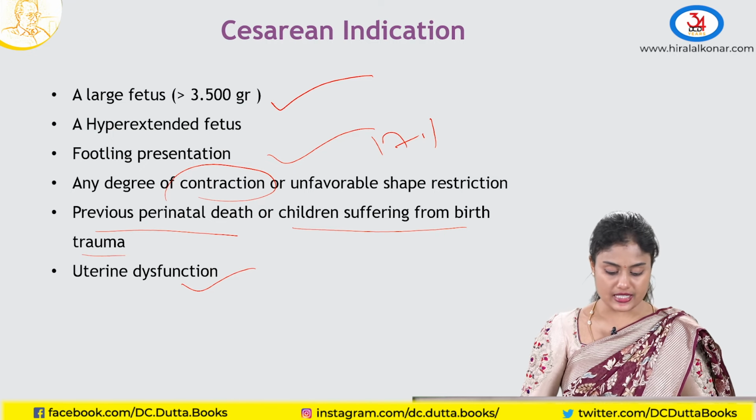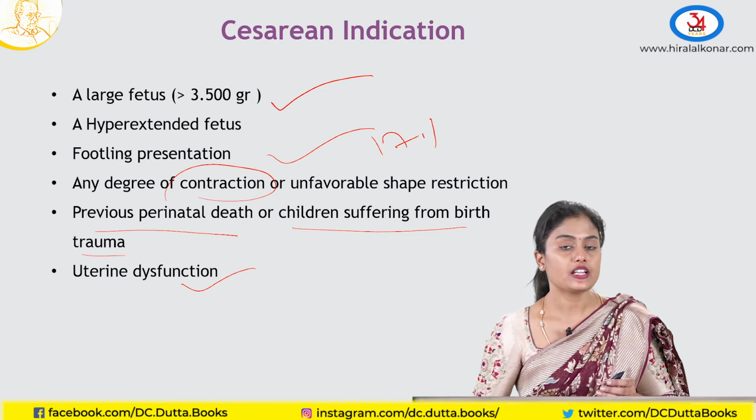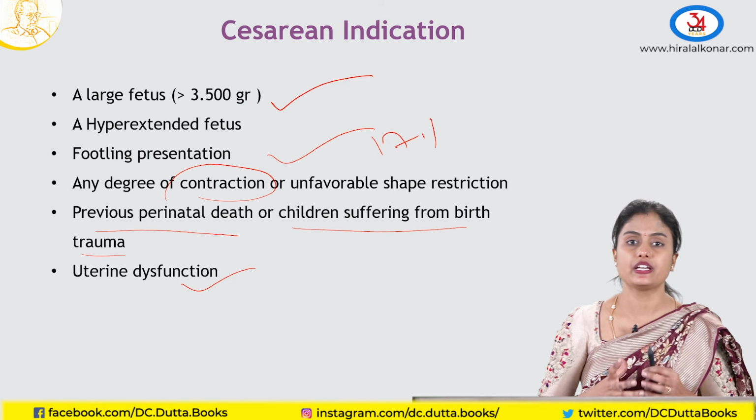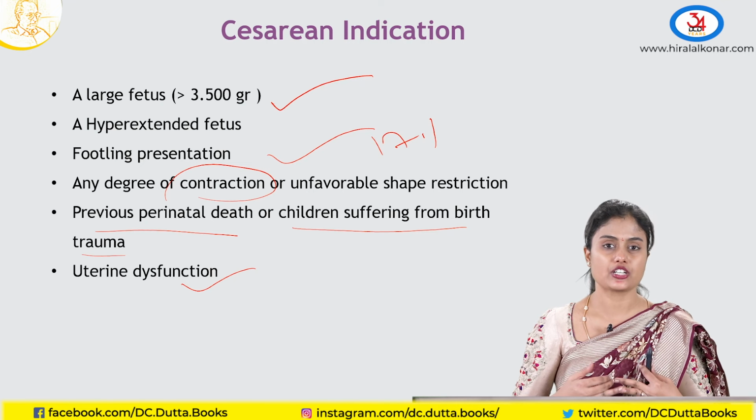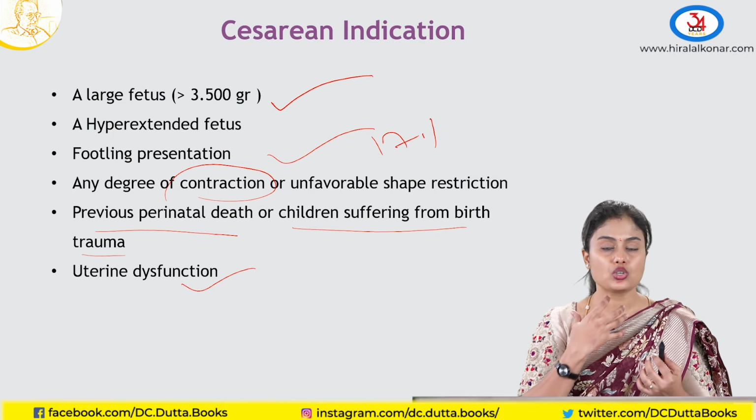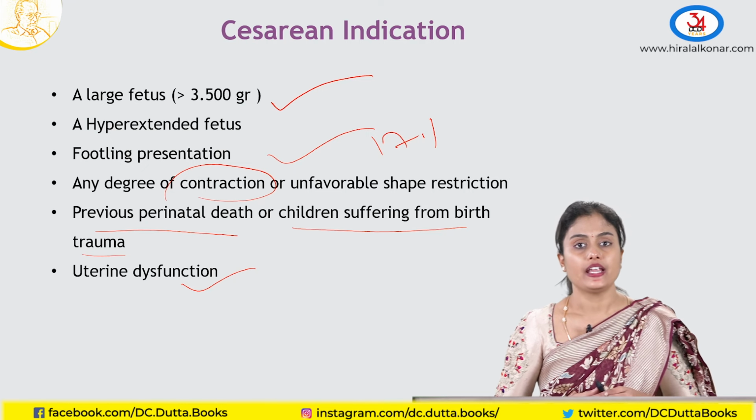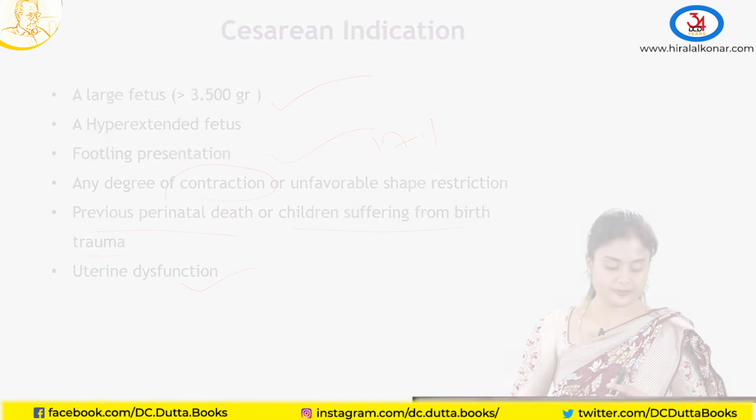If uterine dysfunction is there, like dystocia, then also we will not induce the labor vigorously as we do in cephalic presentation, because when we do that in breech, there is more chance of the head going into extension and delivery of the fetus is difficult.